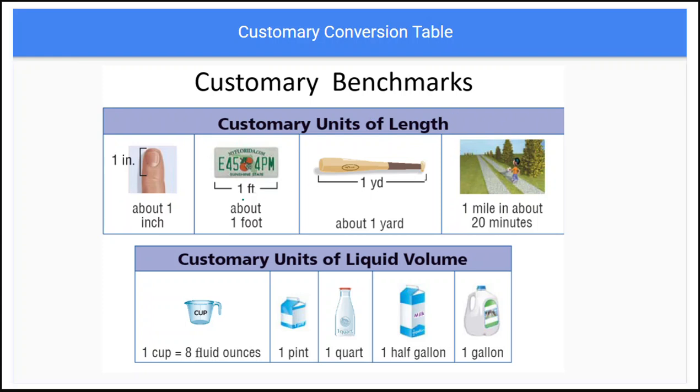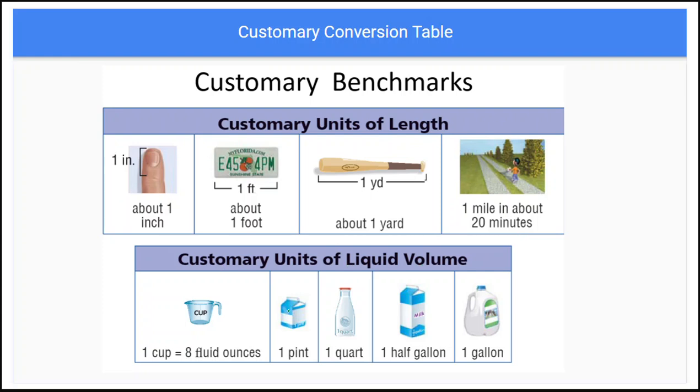Customary benchmarks. Well, an inch is about from your knuckle to the top of your finger. For me, I'm an adult, so it's about the width of my thumb. This right here is a license plate, and that's about 1 foot long. Hey, you want to know something? My foot is actually a foot. It really is. It's 12 inches. A yard is about the length of a baseball bat, and a mile, it would take you about 20 minutes to walk a mile. Go try it if you don't believe me.